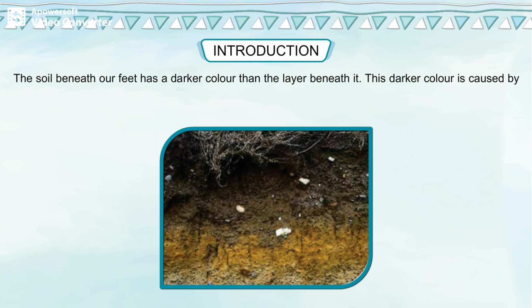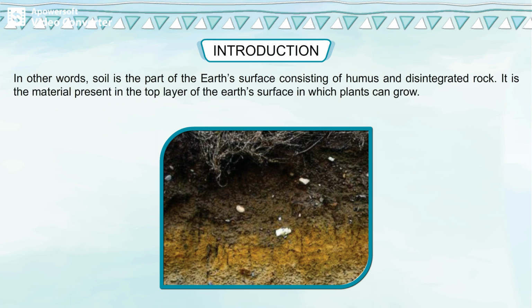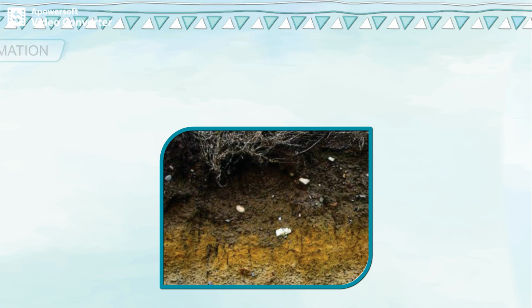The soil beneath our feet has a darker color than the layer beneath it. This darker color is caused by the plants and animals, both living and dead, that are found within it. In other words, soil is the part of the Earth's surface consisting of humus and disintegrated rock. It is the material present in the top layer of the Earth's surface in which plants can grow.